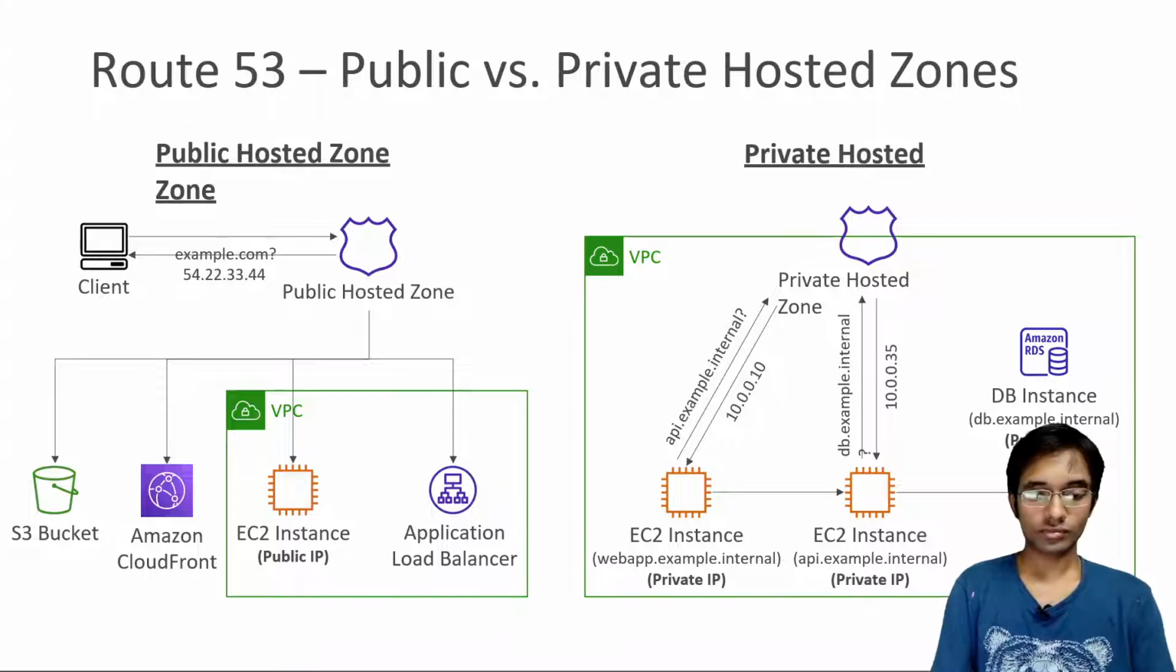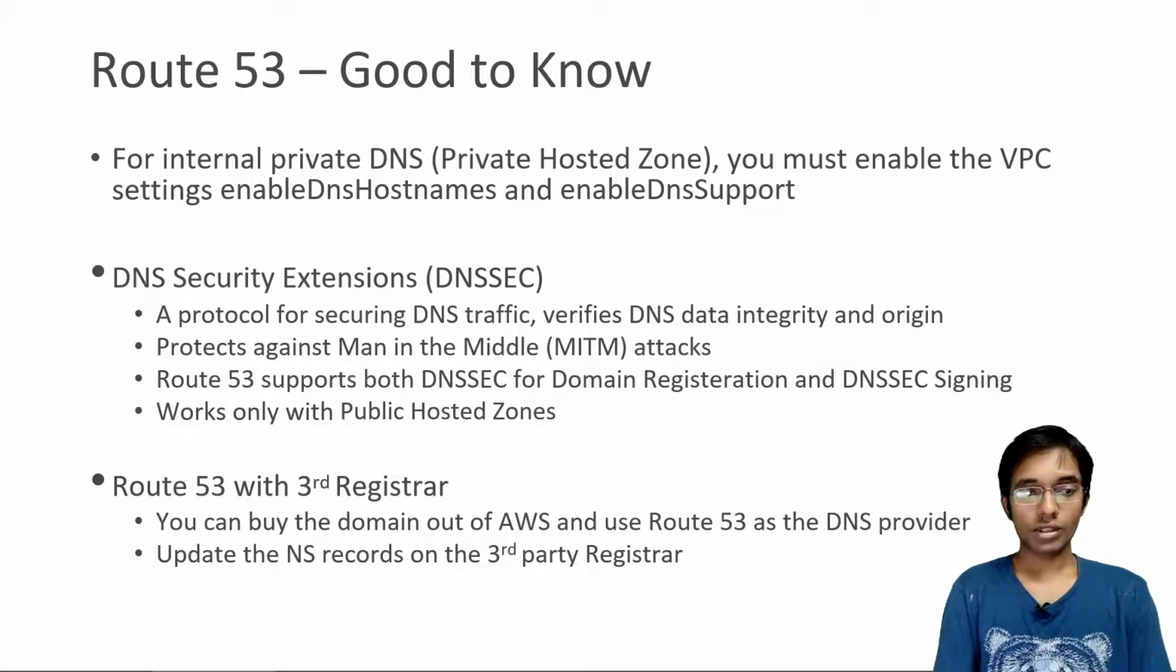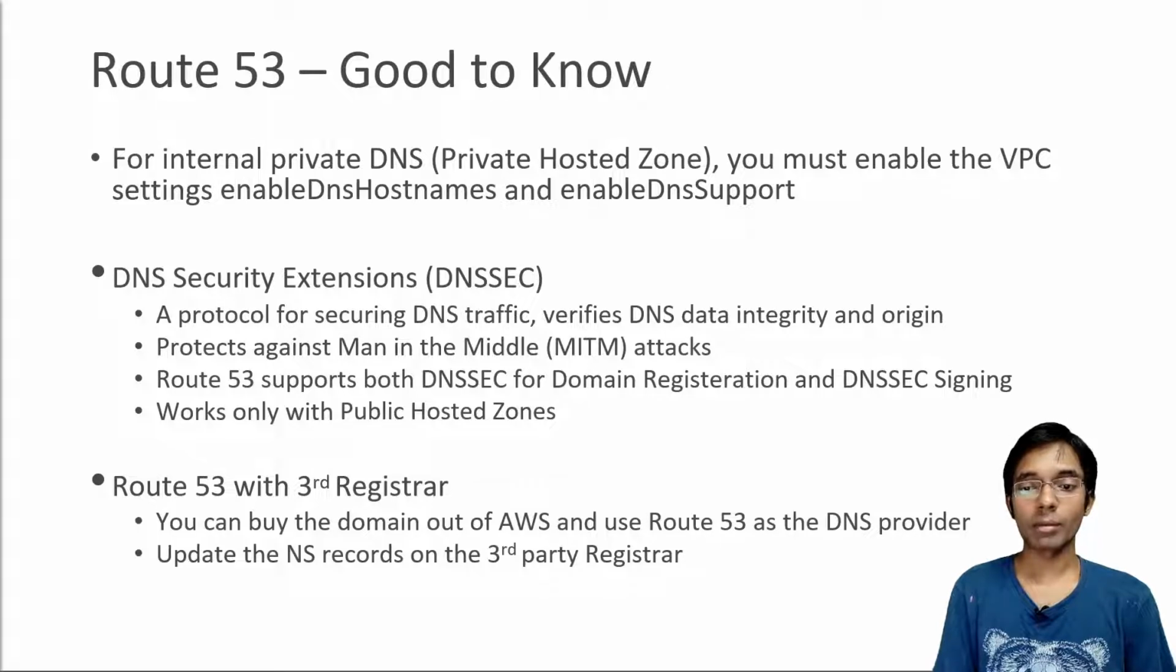Now, another thing that would be good to know for this exam is that if you have private hosted zones with a private DNS, then in your VPC you must enable two settings called enable DNS hostnames and enable DNS support. Also, on Route 53 you get support for DNS security extensions, DNSSEC, a protocol for securing DNS traffic to verify DNS data integrity and origin. It helps protect you against man-in-the-middle attacks, MITM, and attacks on the DNSSEC.